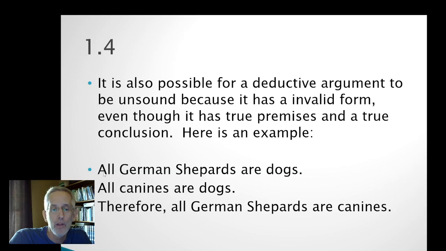you knew nothing about German Shepherds or canines and dogs, looking at this logically, you wouldn't have enough information to infer that all German Shepherds are canines. I could plug in other examples and show you easily. I could keep the same pattern but put some different terms in. I could say all sparrows are birds, all blue jays are birds, therefore all sparrows are blue jays.